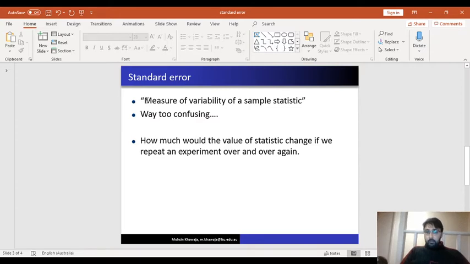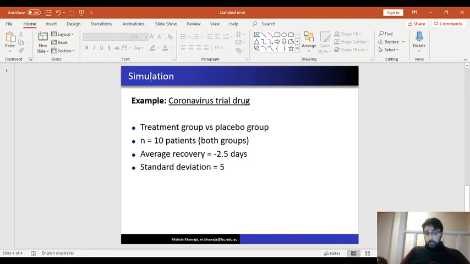It's a measure of variability of a sample statistic. Now, this is a very confusing and a very tricky concept, especially for someone learning statistics for the very first time. So I thought that a better way of understanding standard error is by using computer simulation. So let's take an example.